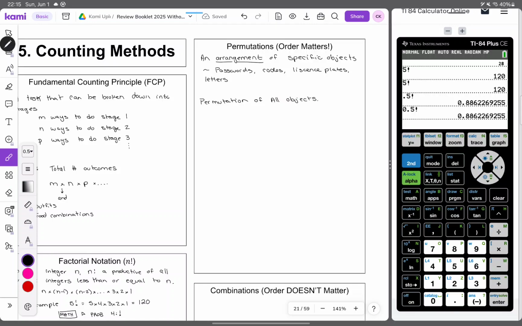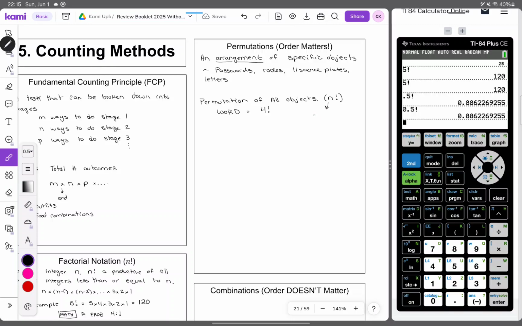So maybe I want to organize all of the letters in the word. What's good? Well, actually in the word "word." Because I'm ordering all of the letters in the word, the number of outcomes you can have is 4 factorial. So permutation of all objects is your number of objects factorialed.